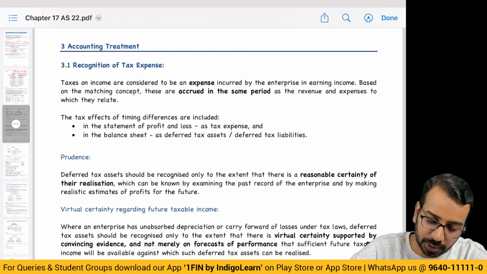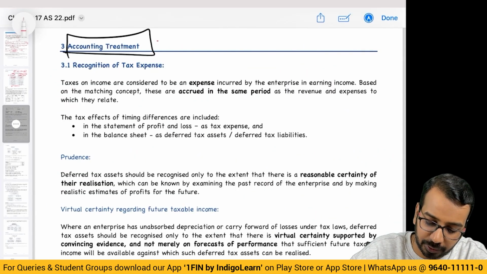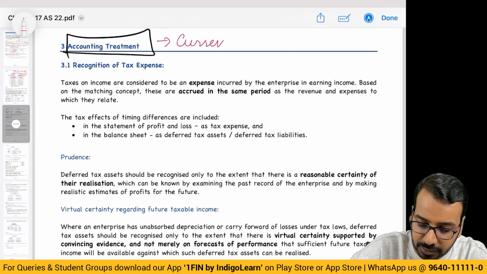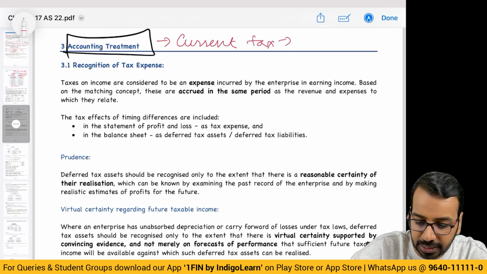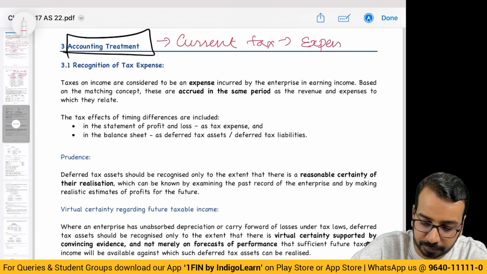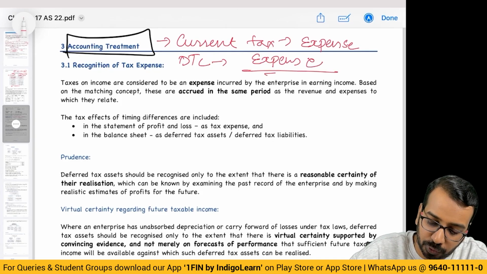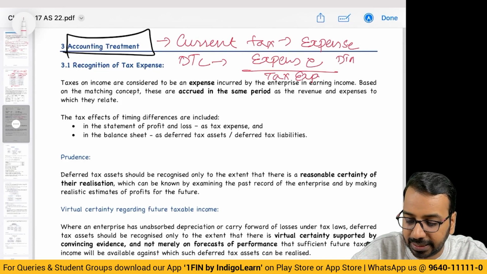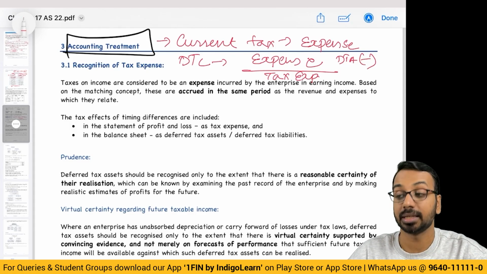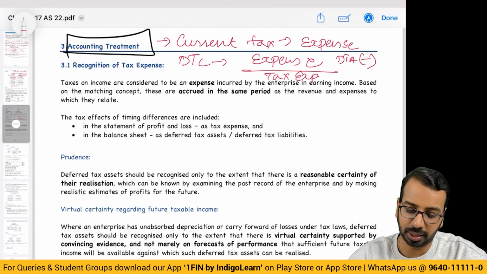Okay. Now, when it comes to accounting treatment, current tax is an expense. Deferred tax liability creation is also an expense. These two put together will be the total tax expense. So what if there is a DTA? DTA you will reduce. DTA you will subtract while calculating the expense.